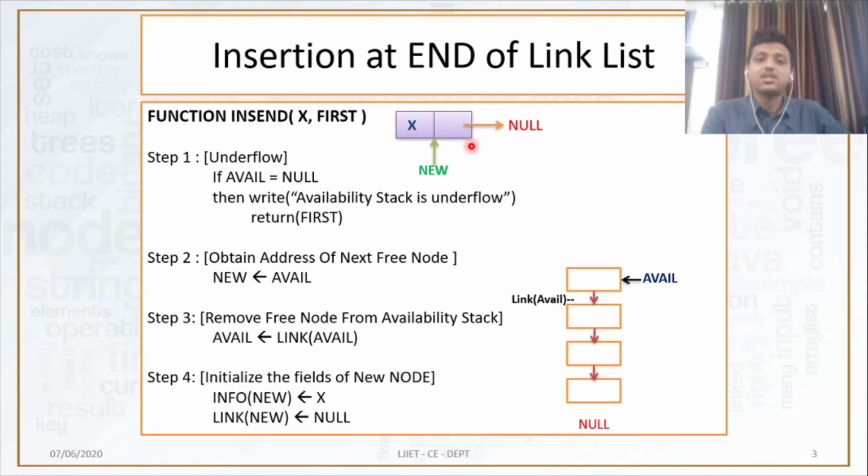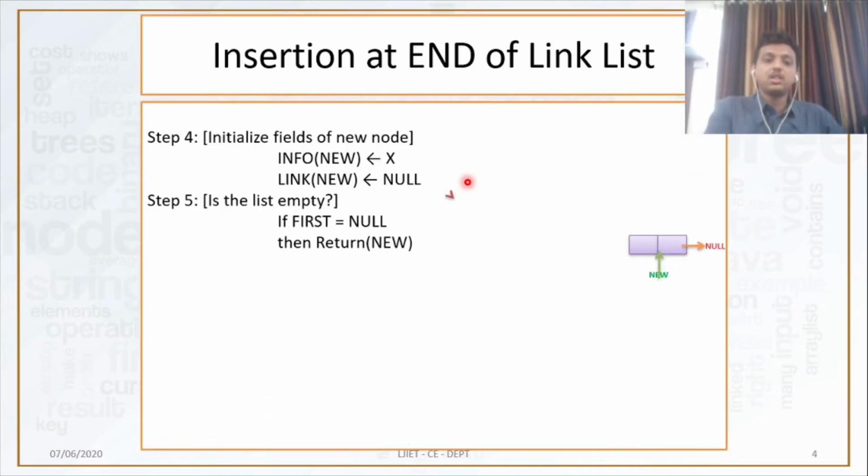So this is our very first step: if the linked list is empty, then you just need to return the new pointer. That means the new pointer points to the very first node. So this is the only node in the list. Whatever we get from the availability stack becomes the very first node of the list. So we just need to return new. Fine. See, this is the first condition. If my list is empty, I just need to return new.